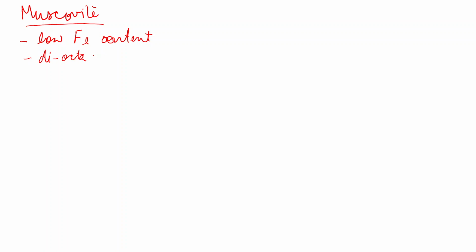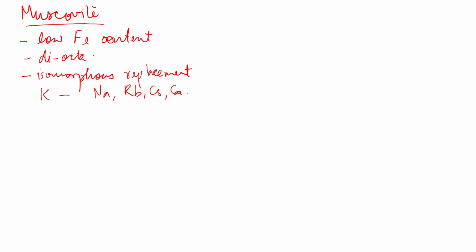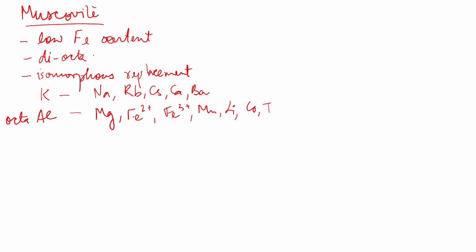Moving ahead, there could be isomorphous replacements which occur in muscovite. Sorry for the handwriting in this. If potassium is to be replaced, it can be replaced by sodium, rubidium, cesium, calcium, and barium. If you are replacing the octahedral aluminum, then it can be replaced by magnesium, ferrous iron, ferric iron, manganese, lithium, chromium, titanium, and vanadium. And if the hydroxyl ion is being replaced, it can be replaced by fluoride.